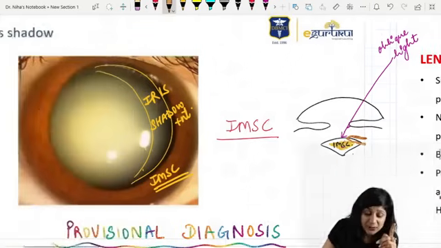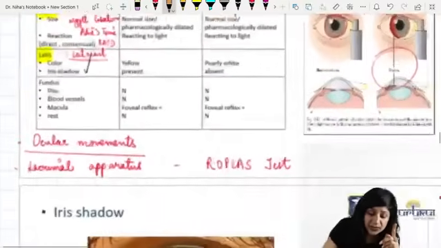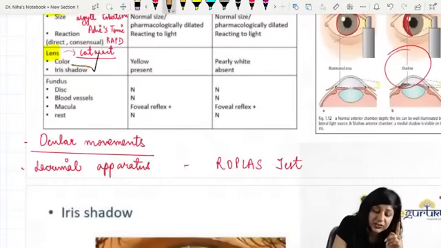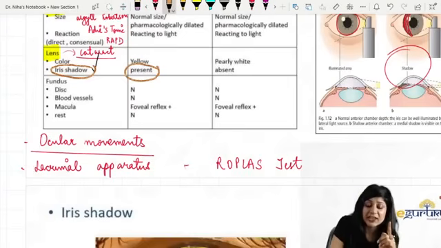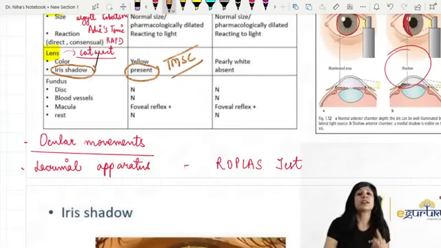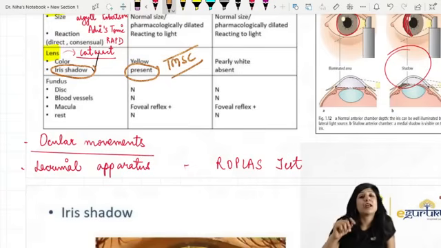So it's very, very important that you see whether this iris shadow is present or not. In our patient it is present, and iris shadow present means that it's a case of immature senile cataract, because whenever you are having a mature senile cataract, that means you are not having the clear cortex, you will never get an iris shadow.